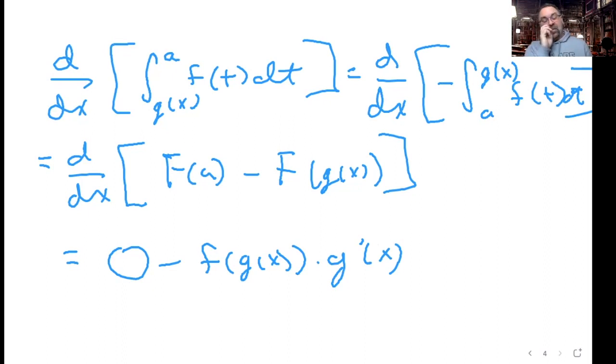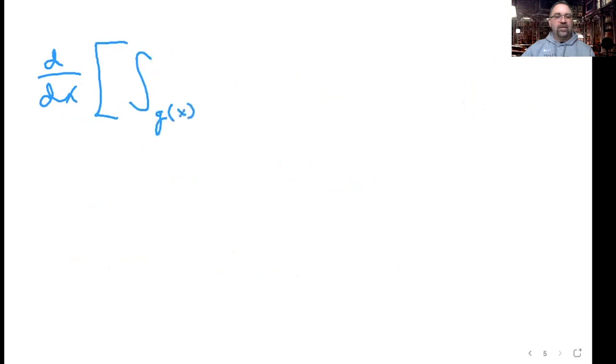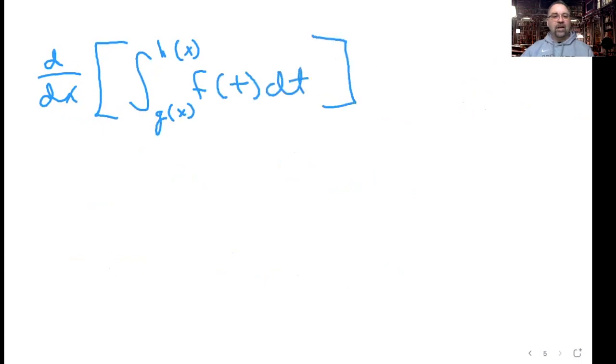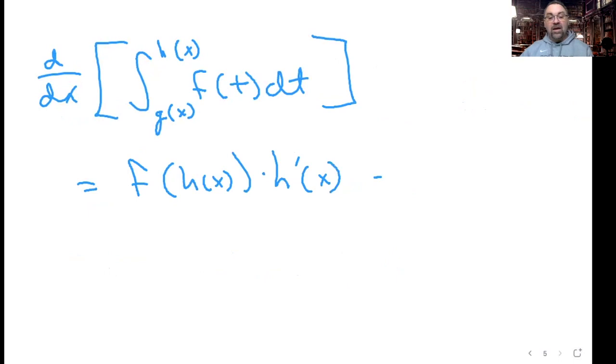All right. So last but not least, what if there's functions on both top and bottom? Well, then obviously, you have double chain rule. The integral from g of x to h of x of little f of t dt, that's going to give you little f of h of x times h prime of x minus little f of g of x times g prime of x.